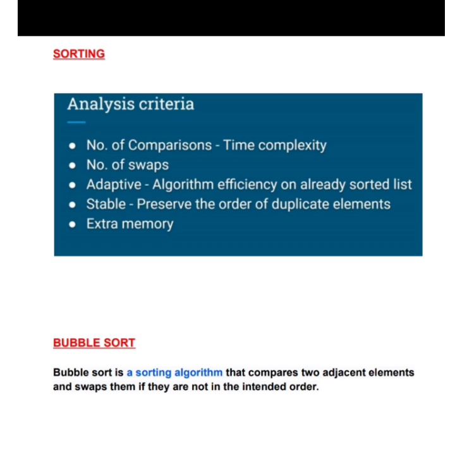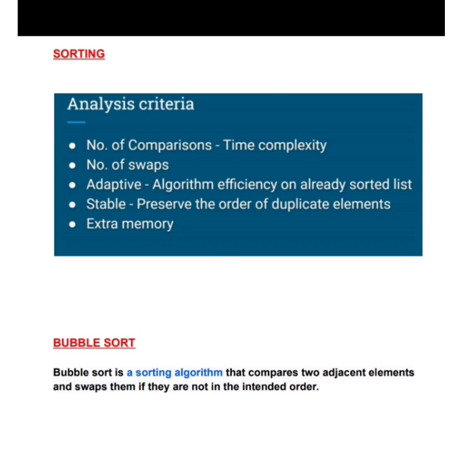And the last criterion is extra memory. In sorting we can use extra memory. At that time the complexity will go down and it will take less time. These are all the analyzing criteria of sorting.